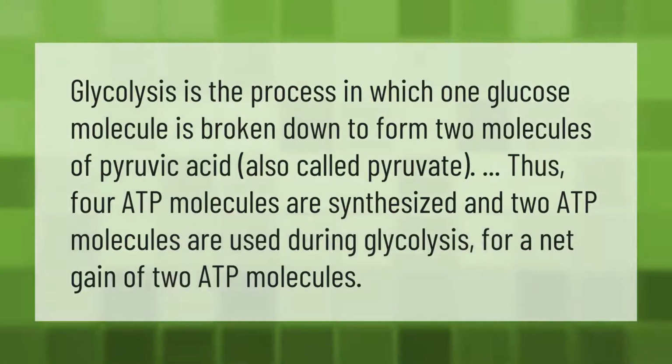Glycolysis is the process in which one glucose molecule is broken down to form 2 molecules of pyruvic acid, also called pyruvate. Thus, 4 ATP molecules are synthesized and 2 ATP molecules are used during glycolysis, for a net gain of 2 ATP molecules.